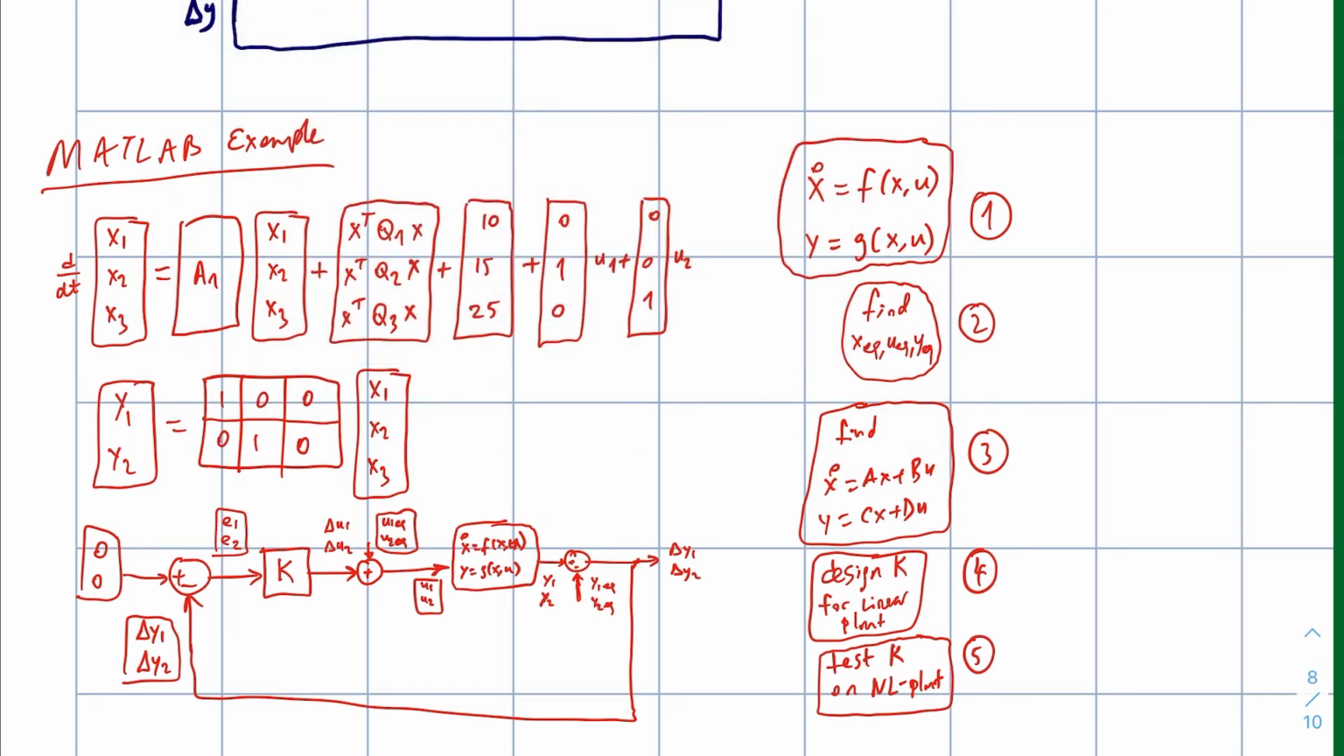Okay, there are 4 parameters, right? A1, Q1, Q2, Q3. These are 3 by 3 matrices, and there are two input signals and some constant input terms. Maybe this is a gravity term or something. So it's always there.